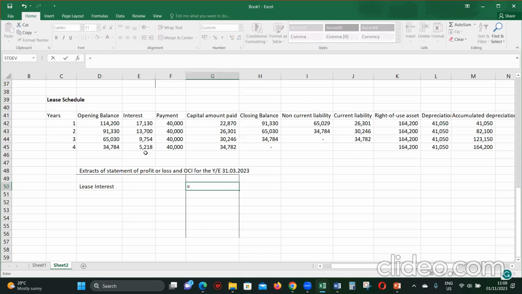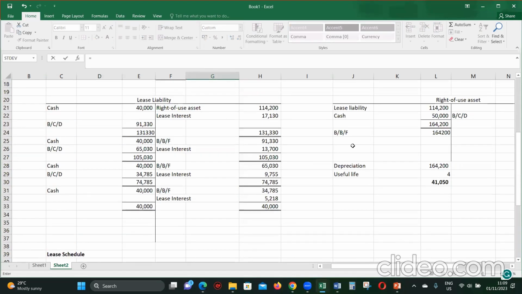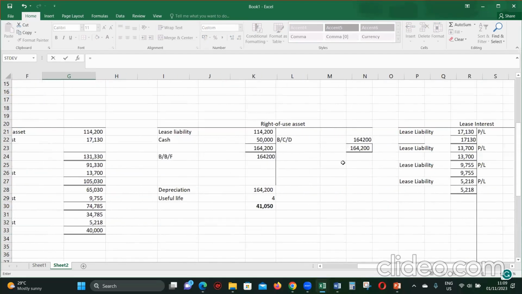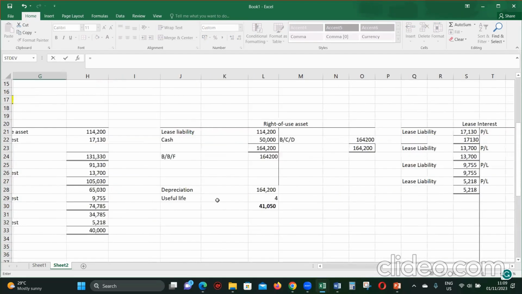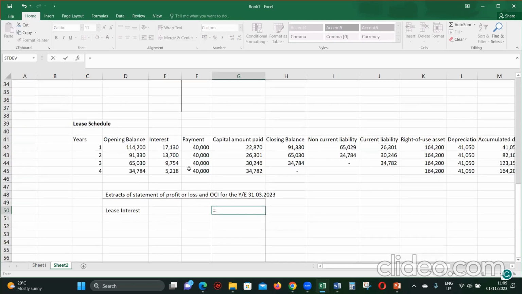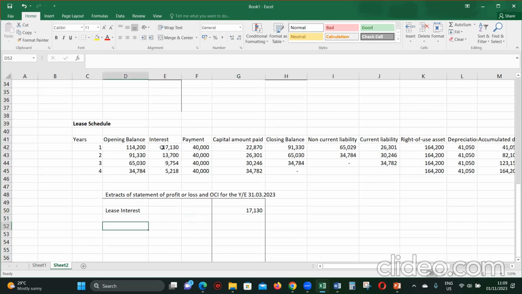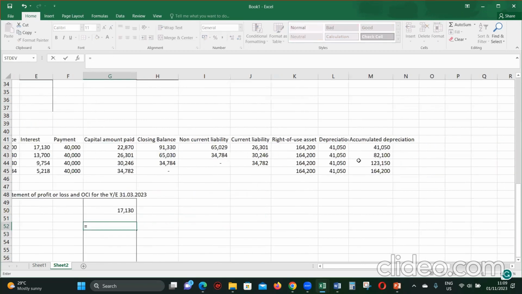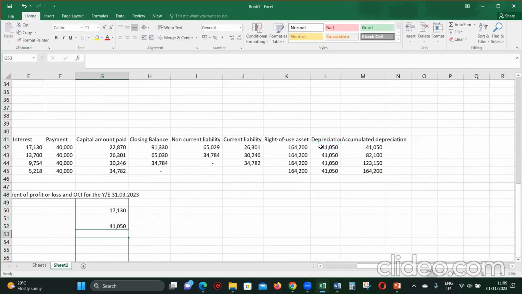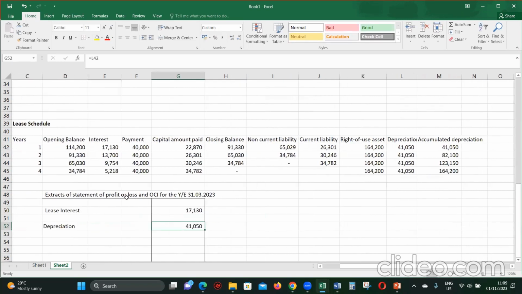See, you can look at this table, or if you have the ledger accounts, you can refer to your ledger accounts. 17,130. Your lease interest. Not only that, what is your depreciation? You have another expense. What is your depreciation? See, 41,050. This is your depreciation.